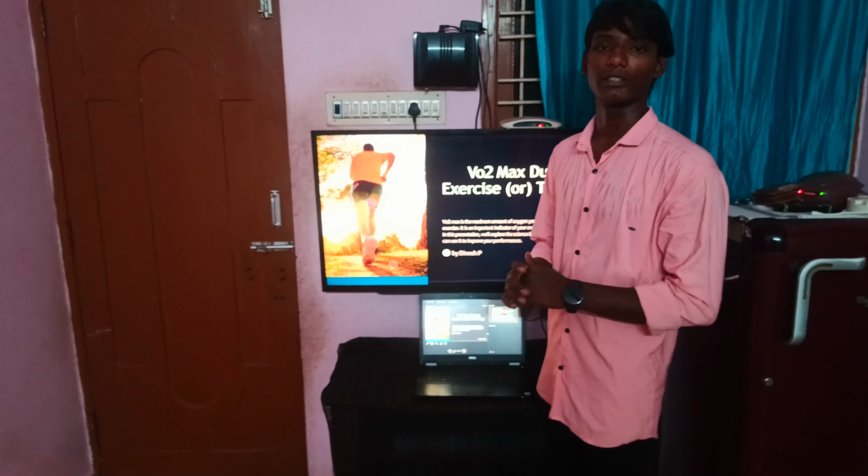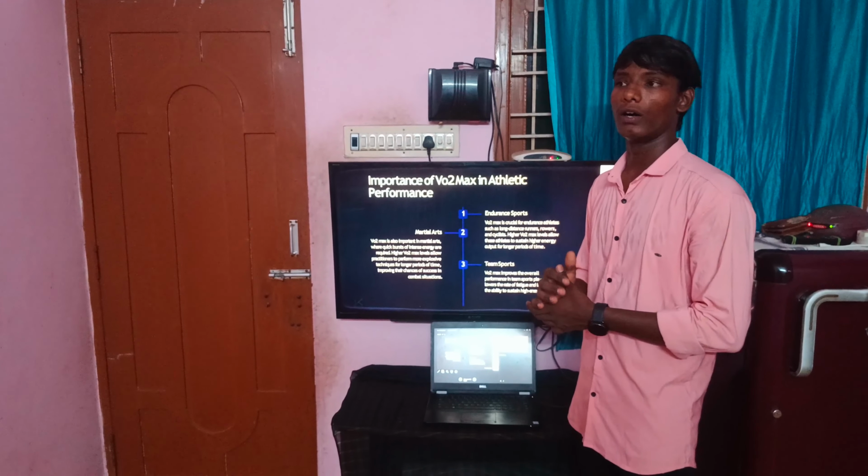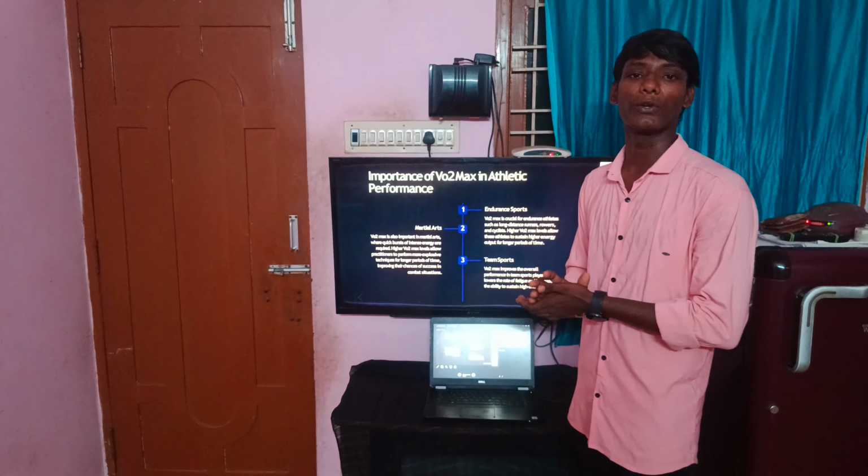As well as in team sports, VO2 max improves the overall performance of team sports players. It lowers the rate of fatigue and increases the ability of energy output. So when we have a high VO2 max, we can avoid fatigue and we can get high energy output from the VO2 max.